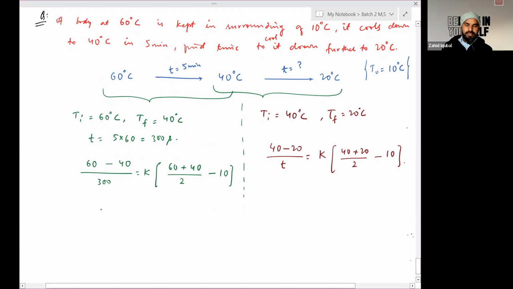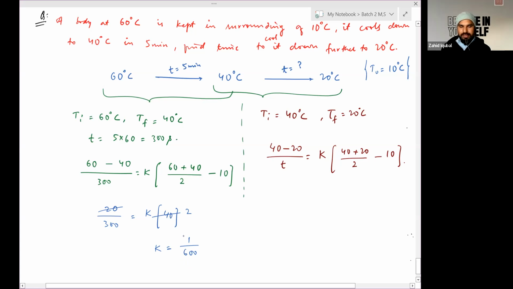60 minus 40, it will be 20. Divide by 300, K. 60 plus 40, 100. Divide by 2, 50. Minus 10, 40. So this part and this part will cancel out, two times. So K will be equal to 1 by 600.